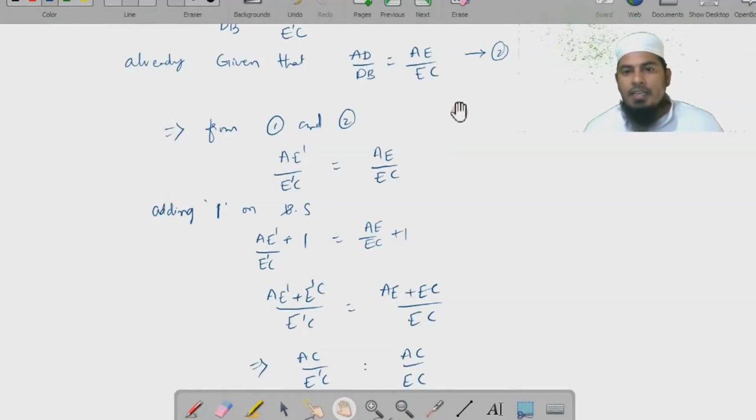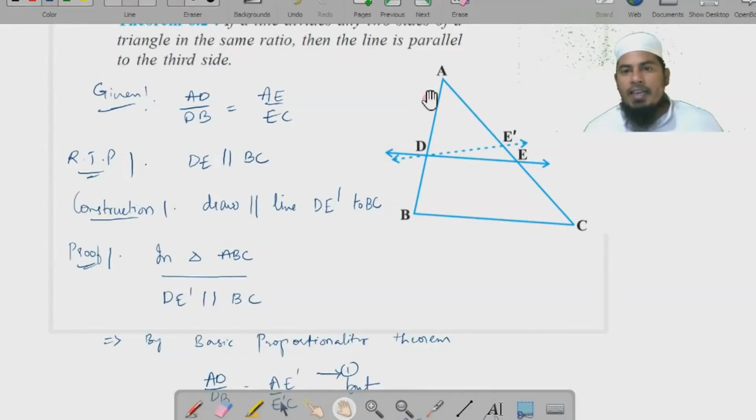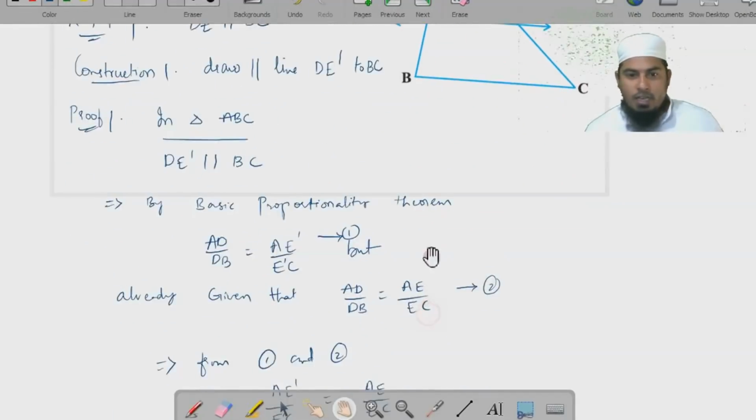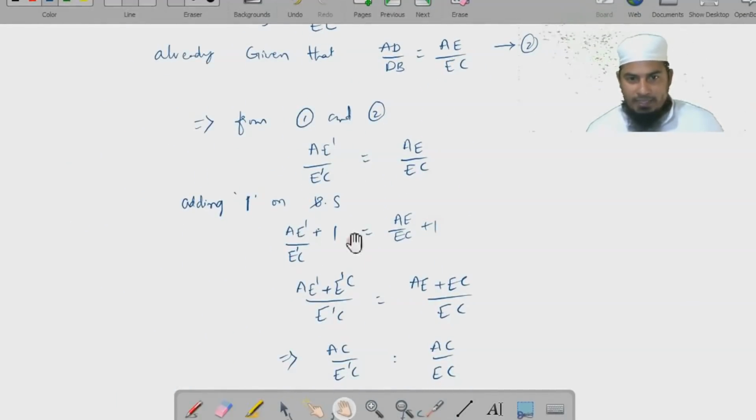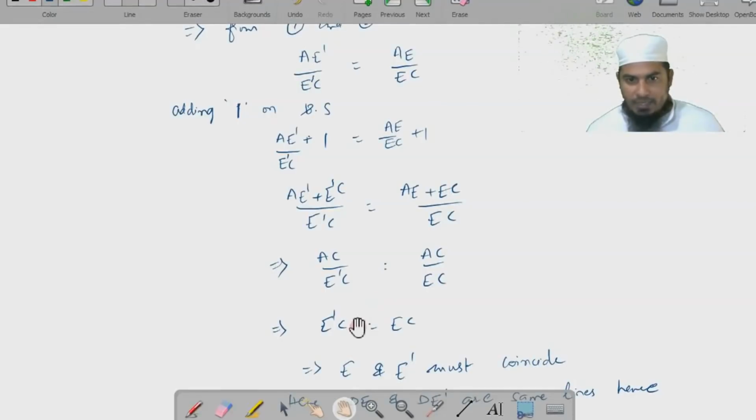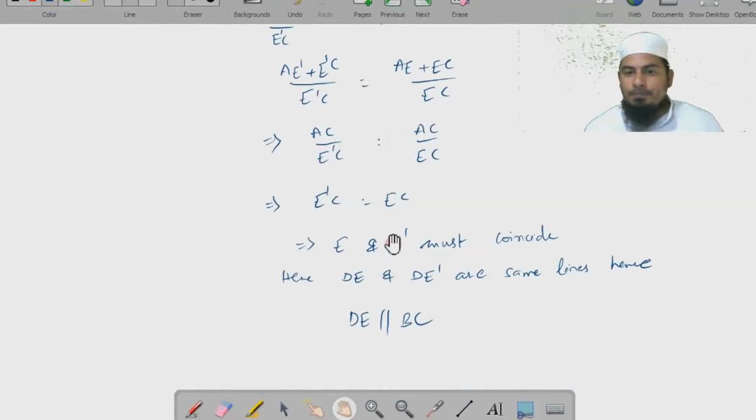If we see in the diagram, AE dash plus E dash C and AE plus EC is the same line AC. So in the numerators you will get AC by AC. We can cancel that. We can prove that E dash C is equal to EC. That is, E and E dash must coincide and they must be the same points. DE and DE dash are the same lines, hence DE is parallel to BC.